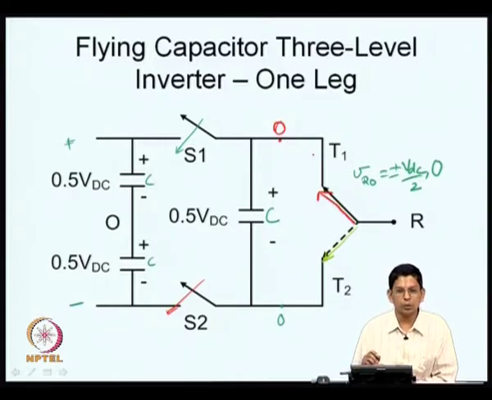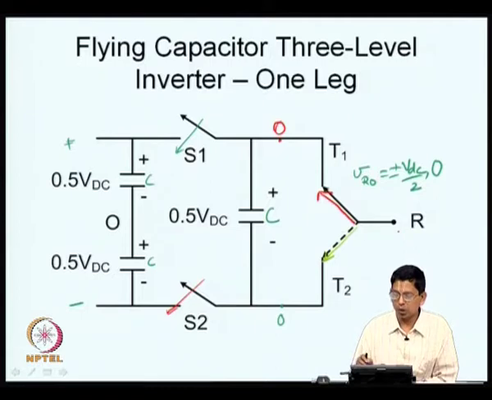For VRO equal to 0, you can connect this pole to the top throw and the bottom switch S2 can be on here, or alternatively switch S1 can be on and this pole P can be connected to the throw T2. So, these are two different ways by which you can realize this.